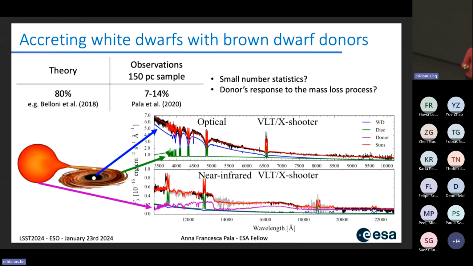Is this an effect of small number statistics? Or do these binaries not exist? And if they do not exist, what is the reason? Is it because we do not understand the response of the donor to the mass loss process? Well, by looking at this large sample, being able to go faint because the systems are expected to be intrinsically faint, we will have the opportunity also to test this theory and understand how the donor star responds to the mass loss process, which again is important for all mass exchanging binaries.